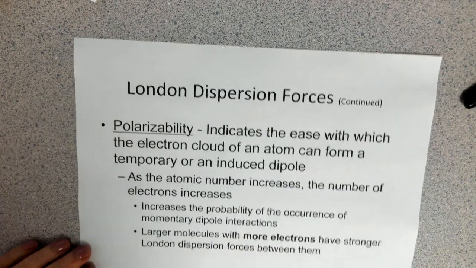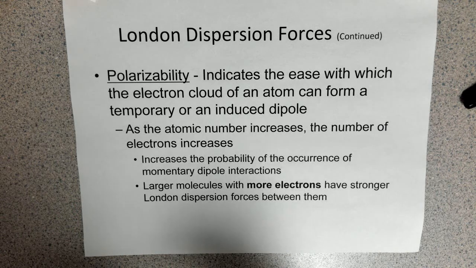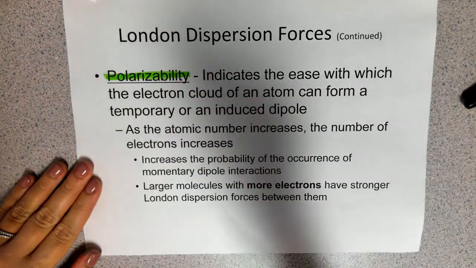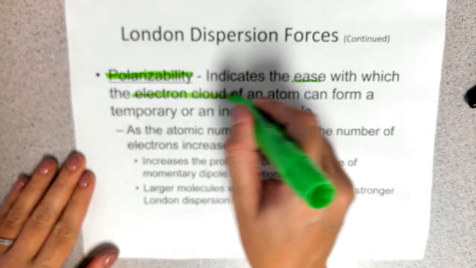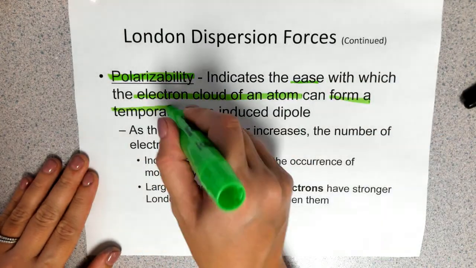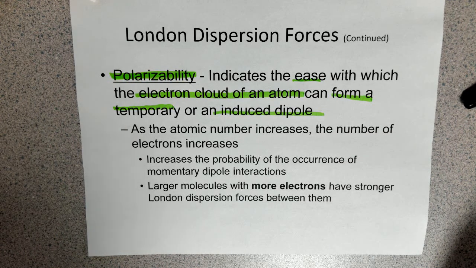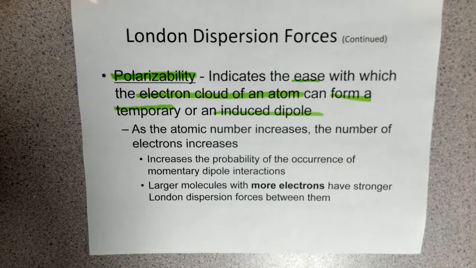Now, not all London dispersion forces, or the attractions between molecules, are super weak. There are some things that make it stronger. So this word, polarizability. Okay, I'm not going to lie, I can't pronounce that. Doesn't really matter. So this indicates the ease at which the electron cloud of an atom can form a temporary or induced dipole. So the greater the polarizability, again, not trying to win a pronunciation bee, if that was a thing, then the greater the London dispersion forces.